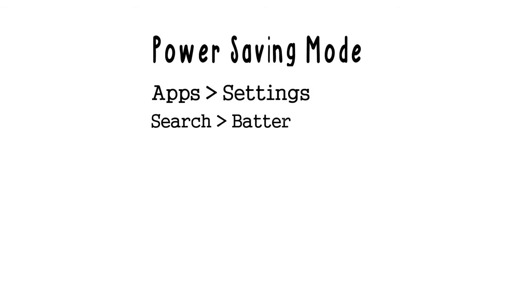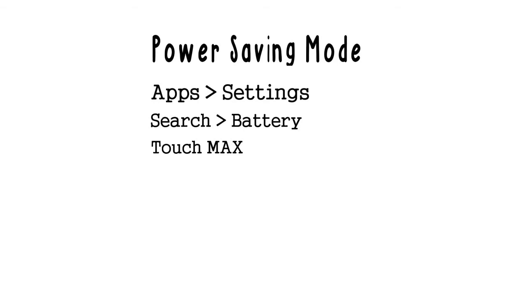Power Saving Mode. Navigate to Apps, Settings. Touch Search, then search for and select Battery. To extend your battery life, select the desired mode. For this example, touch Max. Touch Apply. To turn off the feature, touch Settings.